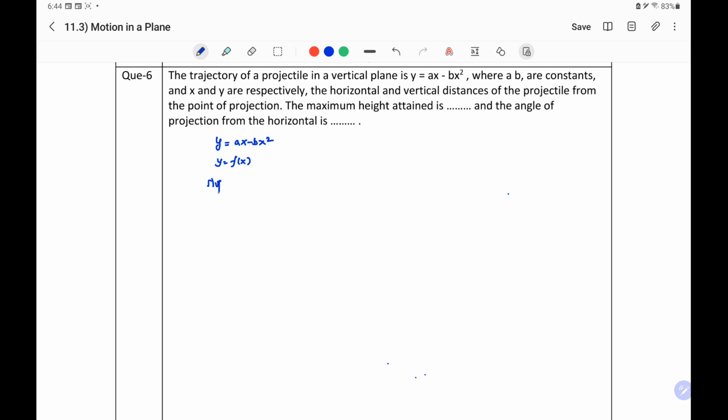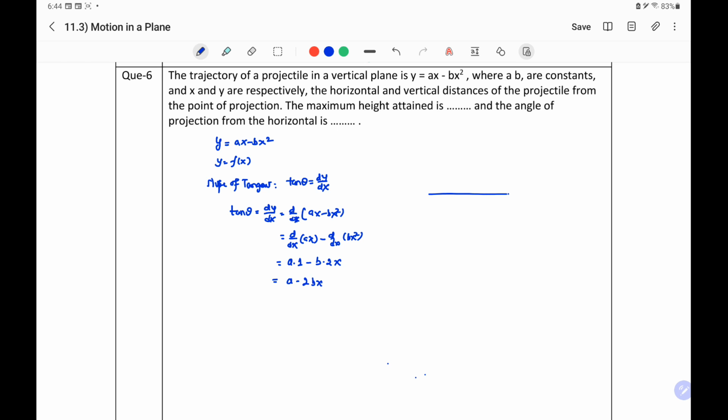So the slope of the tangent at a point on the trajectory is given by tan theta, and it will be equal to dy by dx. So slope tan theta will be equal to dy by dx. It will be equal to the differential of ax minus bx square. So it will be the differential of ax minus the differential of bx square. a and b are constants, so it is a into the differential of x, which is 1, minus b into 2x. Therefore, the slope of the tangent at a point on the projectile path will be a minus 2bx.